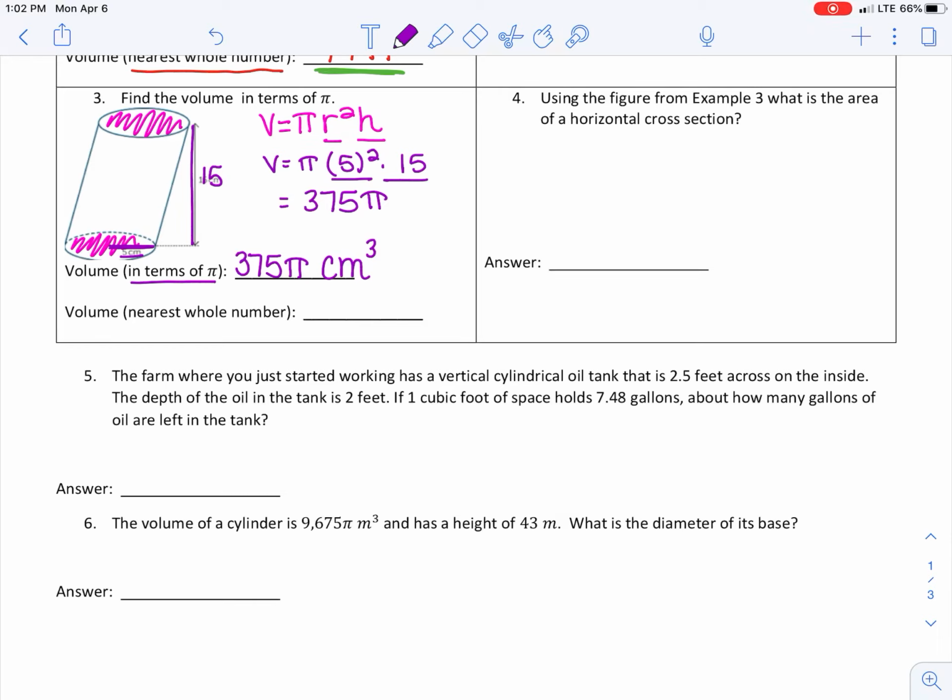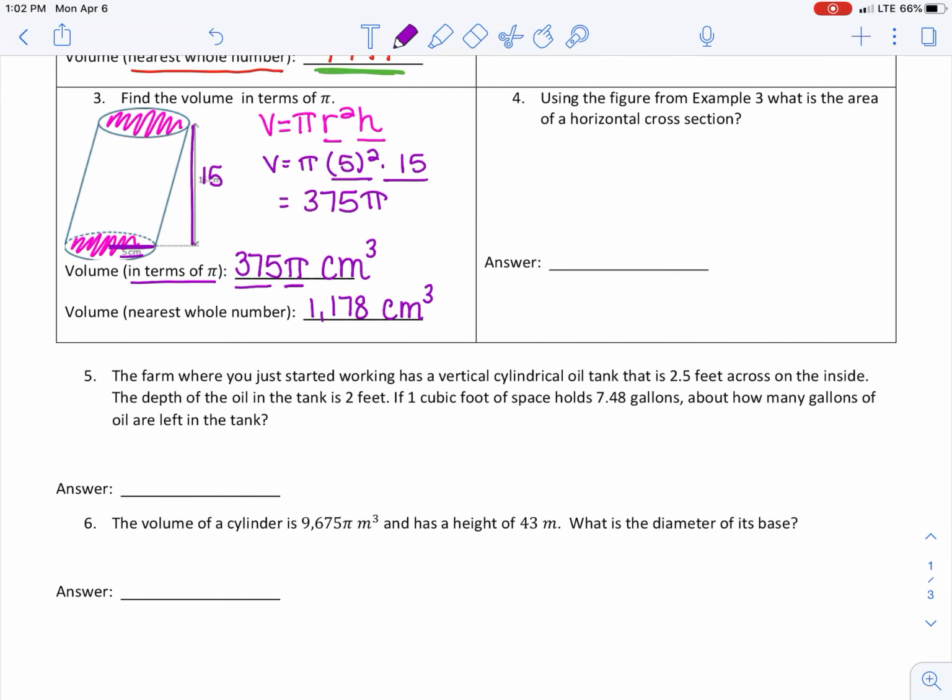Okay. Now, to find to the nearest whole number, all you have to do is take that 375 times pi in your calculator or on your phone, and that's going to give you to the nearest whole number 1,178 centimeters cubed.